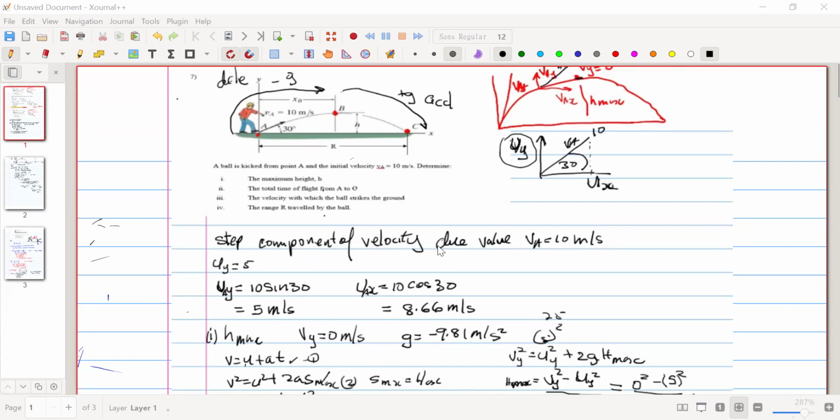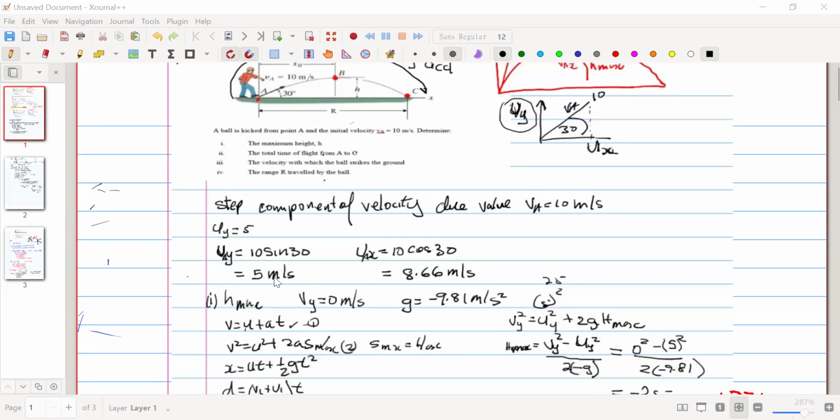We look at the components of the velocity due to VA. VA has two components, one in the horizontal and one in the vertical. So we went ahead and we found them, which I tend to call UY and UX. So UY was 10 sin 30 for the Y component, and for the X component, it was 10 cos 30. That equals 5 meters per second for UY, and for UX is 8.66 meters per second.